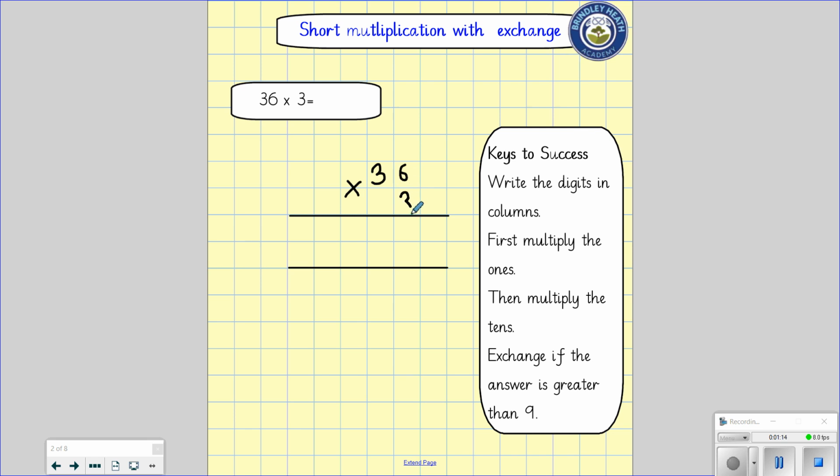So the first thing to do is to line up my digits in columns, and then the next thing I'm going to do is multiply the ones digits. 3 times 6 is 18, so because I've got to exchange, my 8 ones goes in my ones column and my 10 has to go into my tens column. 3 times 3 is 9 and the one that I exchanged gives me 10. So the answer to the calculation is 108.